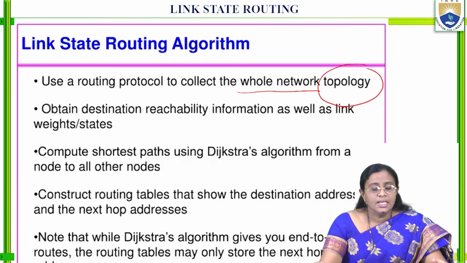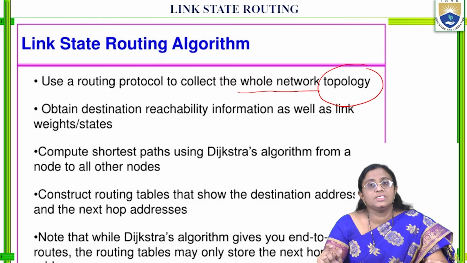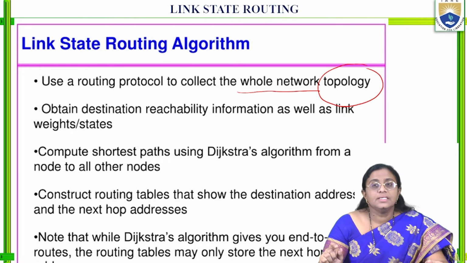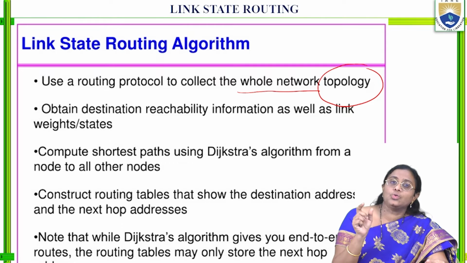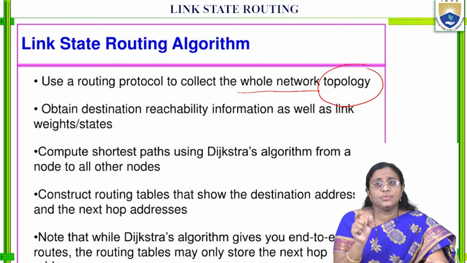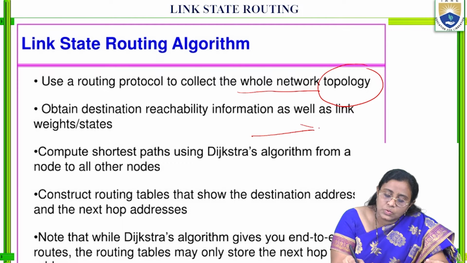And the second one is, it obtains the destination reachability information as well as link weight states. And actually it will determine the destination reachability of the packets, as well as by means of the one link it will be connected from one node to another node. How many packets can reach the successive destination by means of the link associated from one node to another node.